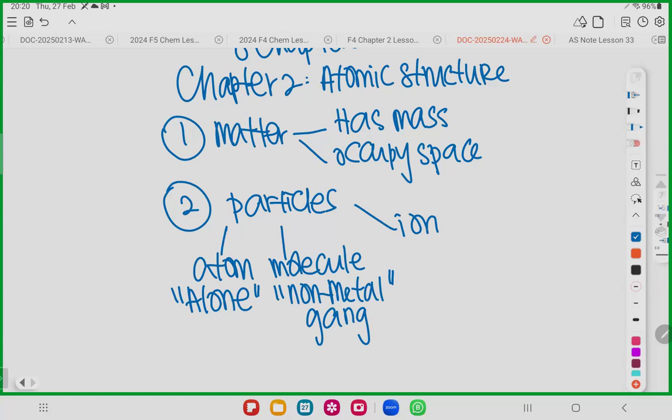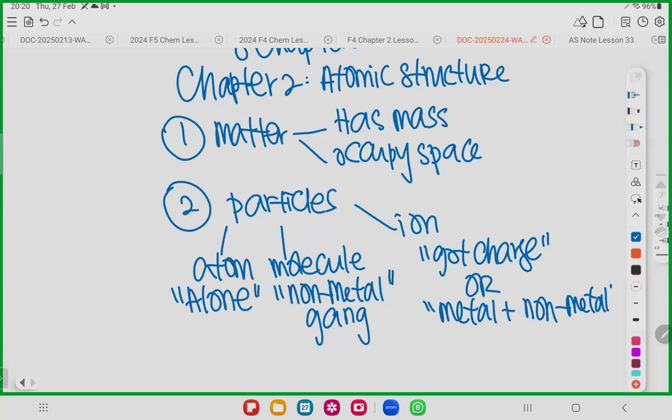We also learned about ion. An ion is something that is charged, or something made from metal and non-metal. So that is an ion.